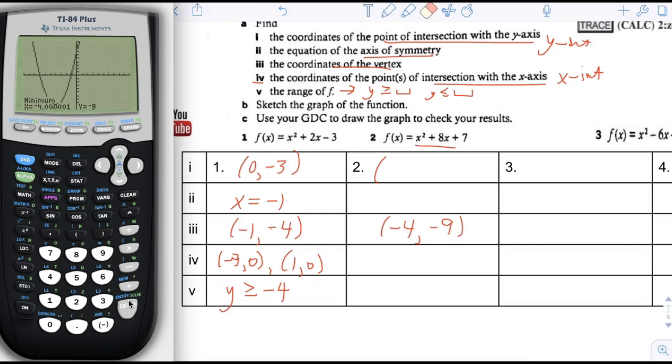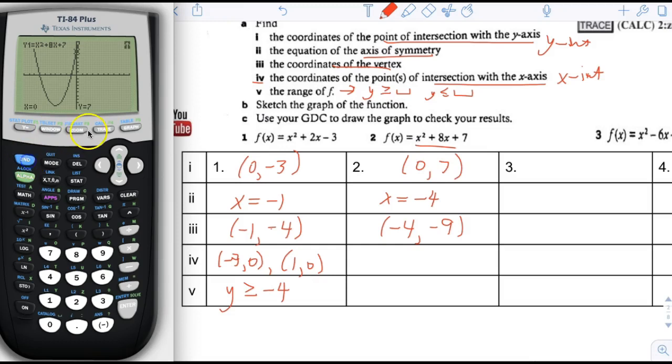And so the axis of symmetry equation would be the x coordinate of the vertex, which is x equals negative 4. And we also want to know the y-intercept. So let's use trace 0 to find the y-intercept. We could also use the table to find the y-intercept. So 0, comma 7.